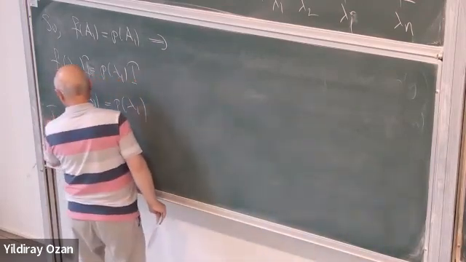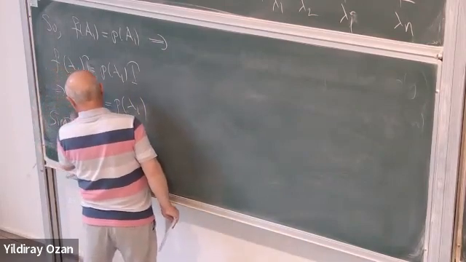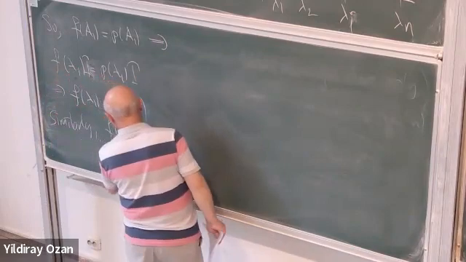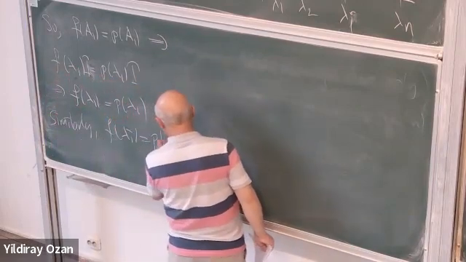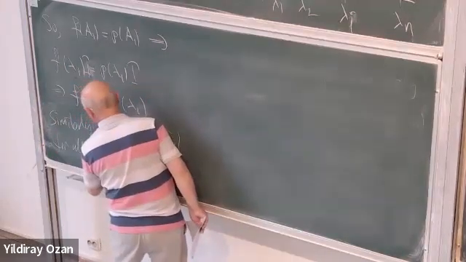In general, similarly, f of lambda I equals Q of lambda I for all I, plus 1 after.